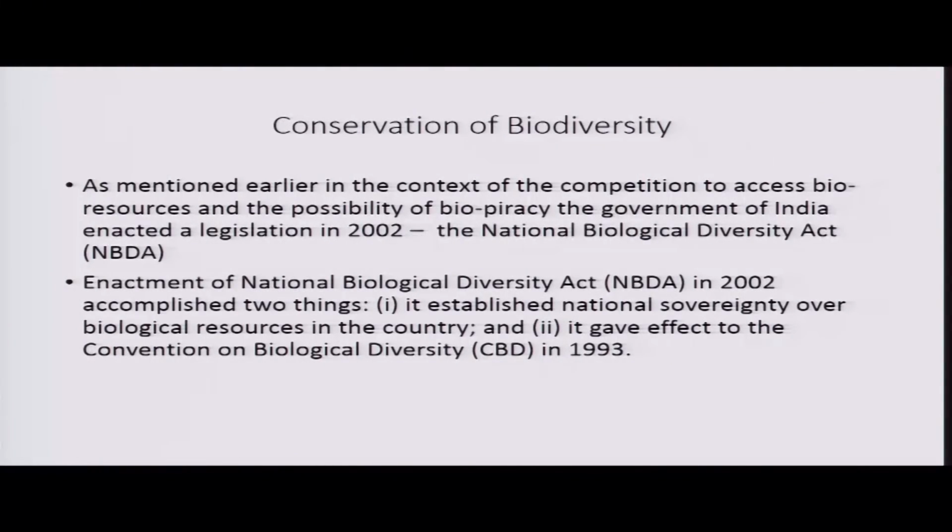I said the enactment of the National Biological Diversity Act in 2002 accomplished two things. One, it established national sovereignty over biological resources in the country, including plants, animals, and microbial resources, and it gave effect to the Convention on Biological Diversity. I mentioned in the Convention on Biological Diversity, Clause 8J, which says the traditional knowledge about biological resources must be protected, and if they are used for producing products, this use must be based on principles of fair and equitable distribution of gains arising out of the use of such knowledge. That is, those who protected this bioresource must also be given some benefit.